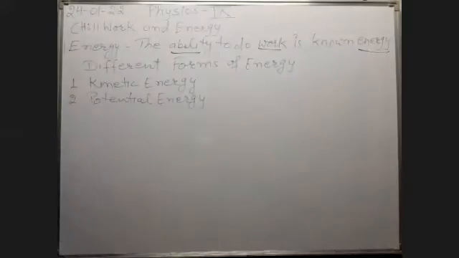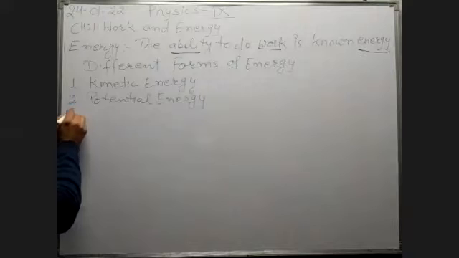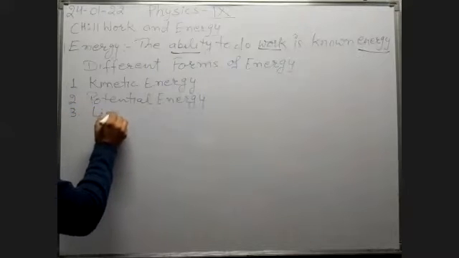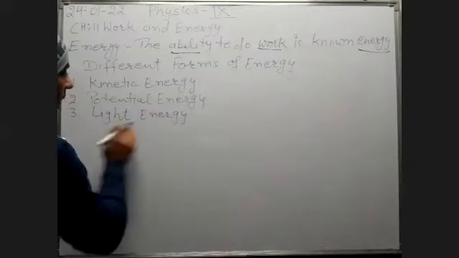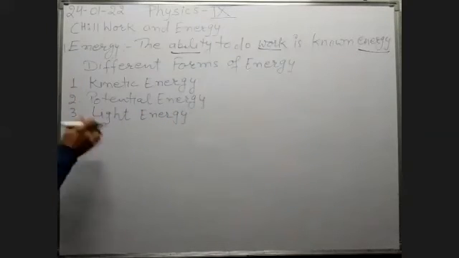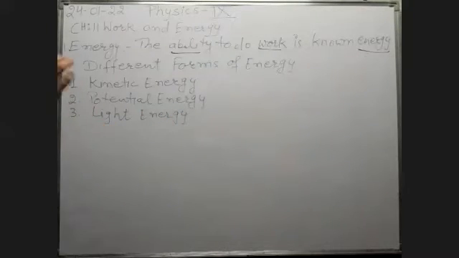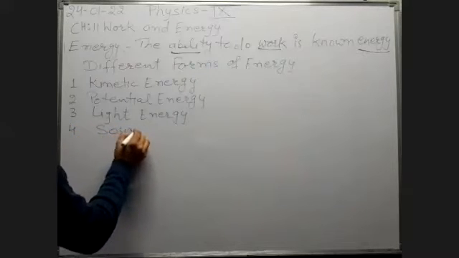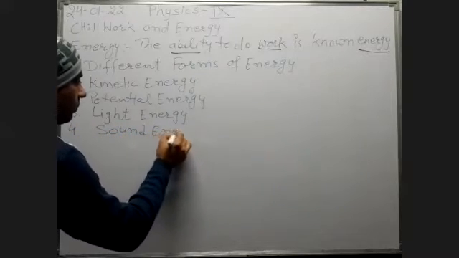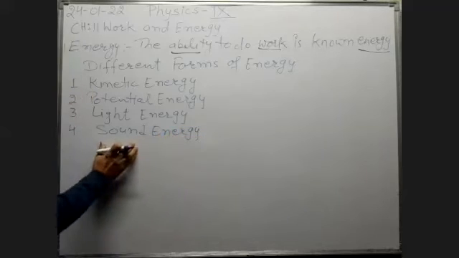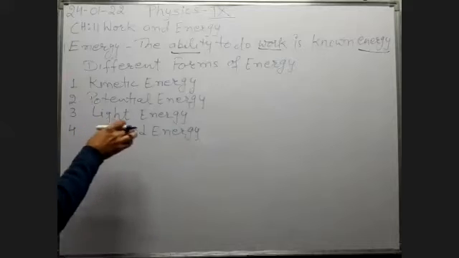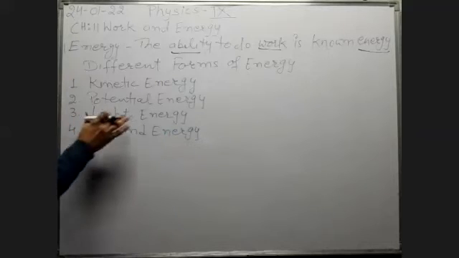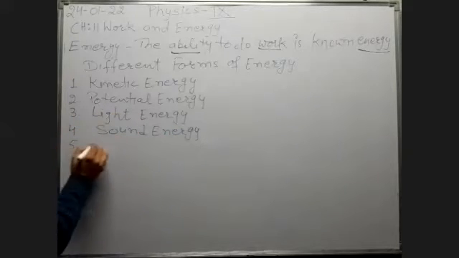Next, we have different kinds of energy. Light energy: light is a form of energy which helps us to see. Sound energy: a form of energy due to which we can hear. In junior classes 7 and 8, you have discussed light energy and sound energy. Chemical energy.